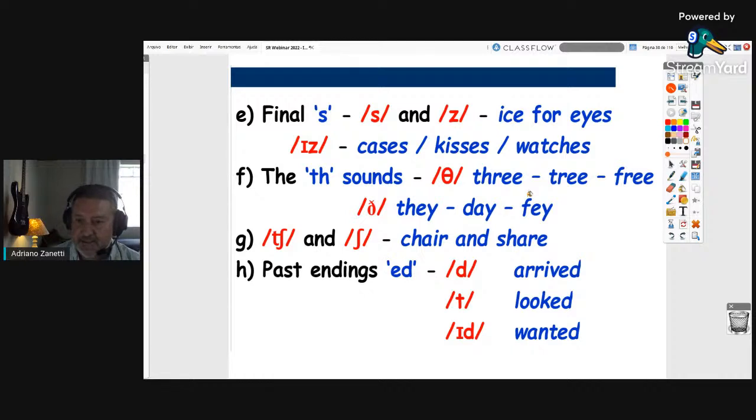The past endings, when they are in isolation, yep, they will make a difference. But when they are in connected speech, the T and D will be cut out.